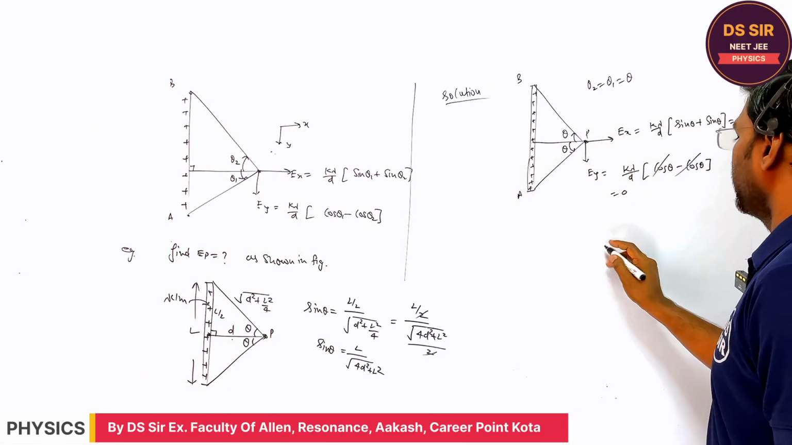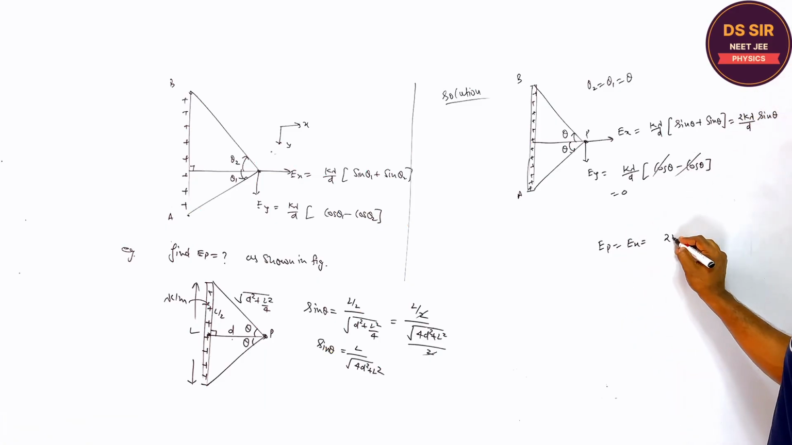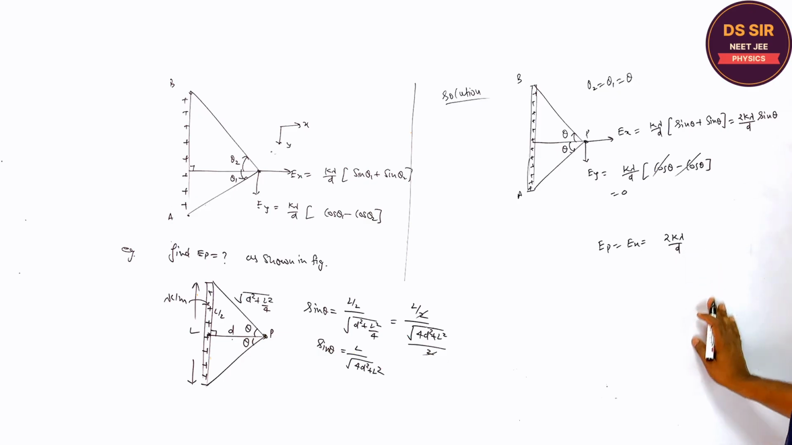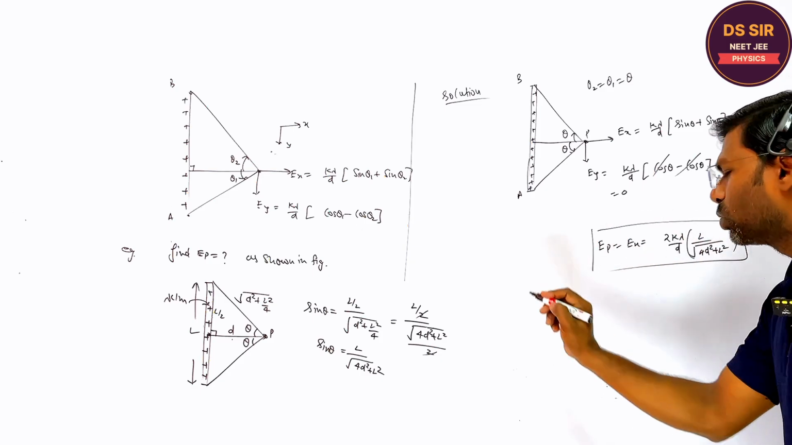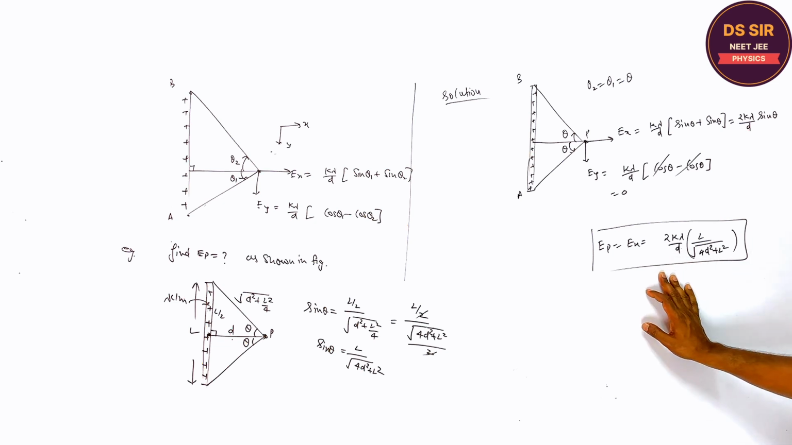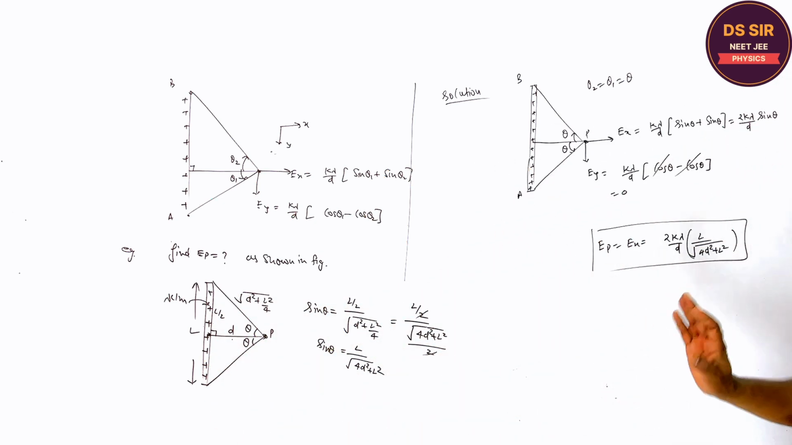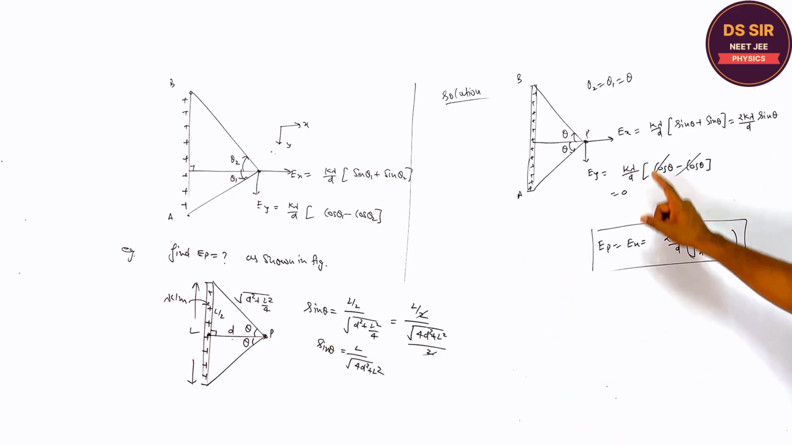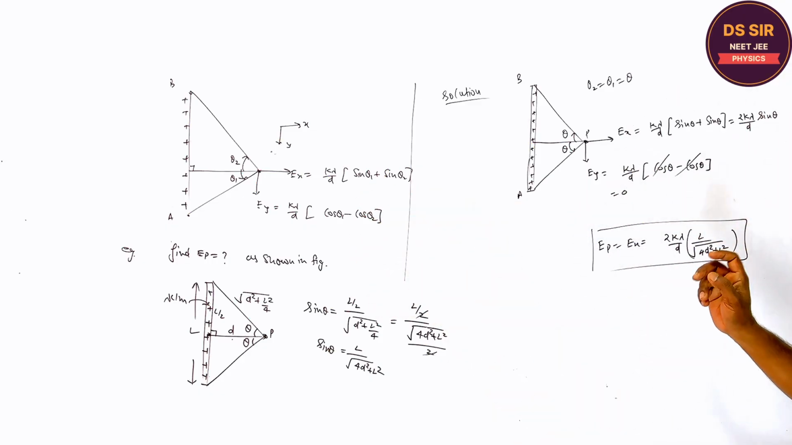So here the electric field at point P only due to Ex is equal to 2k lambda upon d times sine theta. And what is sine theta? Sine theta is L upon root 4d square plus L square. So in this way you can write directly the electric field due to this finite length linear charge distribution with the help of the formula. No need to integrate again and again. If you use these two formulae, then you can write the electric field. Is it clear or not?